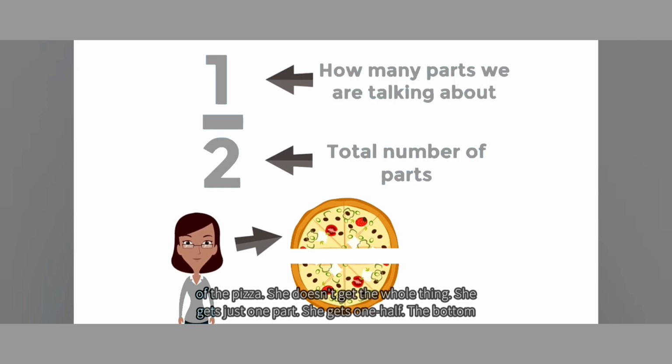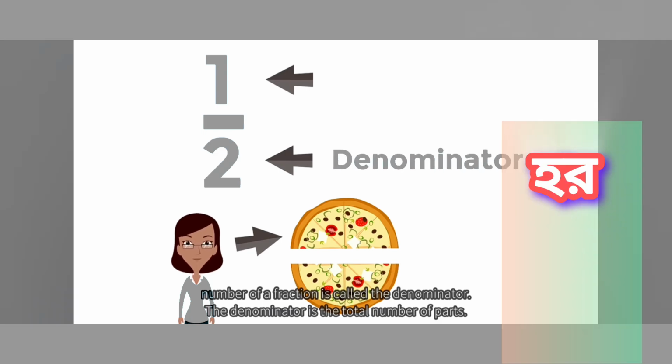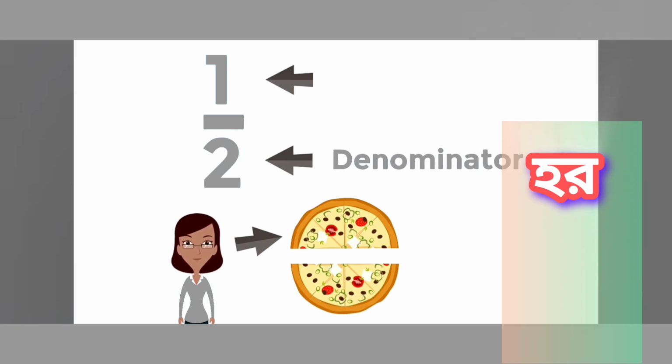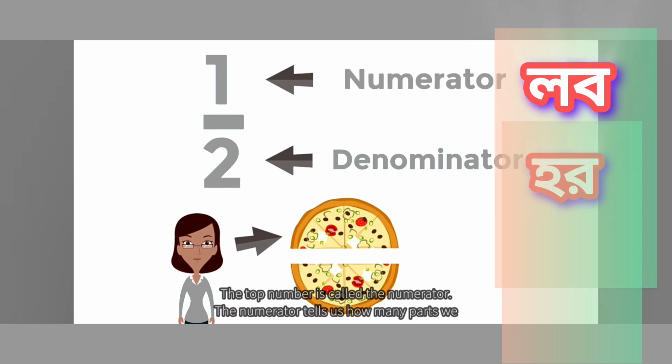She gets 1/2. The bottom number of a fraction is called the denominator. The denominator is the total number of parts. The top number is called the numerator. The numerator tells us how many parts we are talking about. In this case, Cindy is having 1 part of the pizza. The other part, of course, is going to Chomsky.